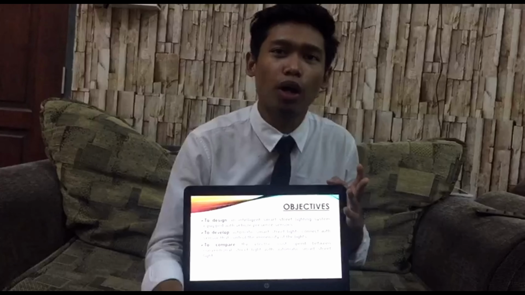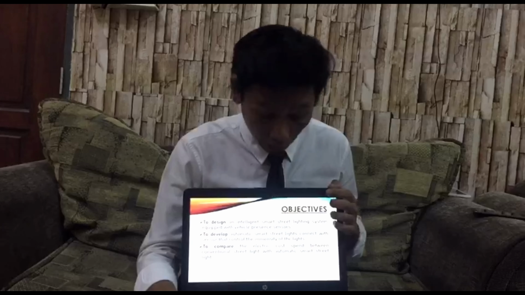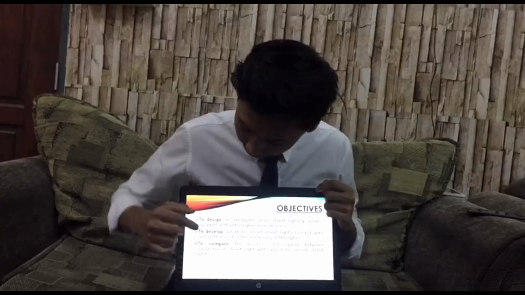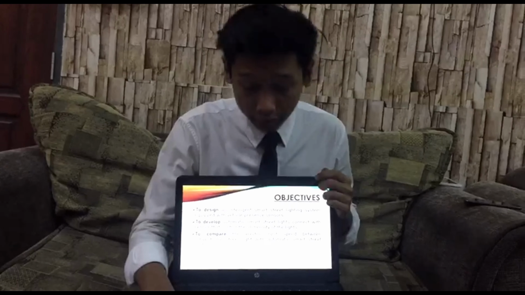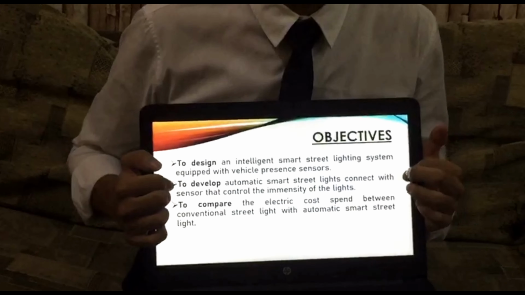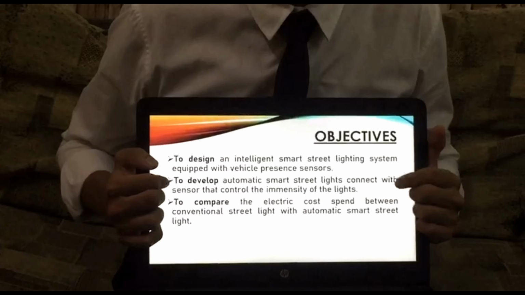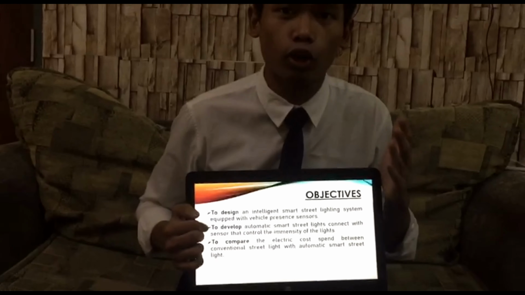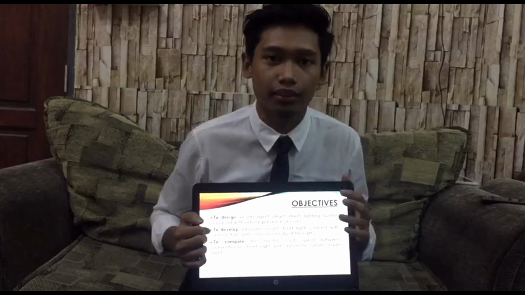Now let us move to our objective. I am the second presenter, right? So I take the second objective. The objective is to develop automatic smart street lights connected with a sensor that controls the intensity of the lights.